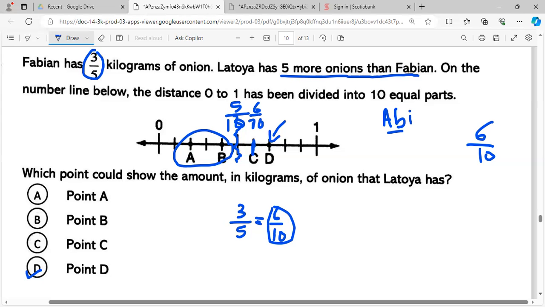So we could eliminate A and B right away because they give you up to 1 kilogram, and 3/5 is greater than a half. So all we have to do is figure out which point is for Fabian, and Fabian would be at point C. So if that is heavier, that means it would be point D, because the weight is actually heavier. Very good, Abby.